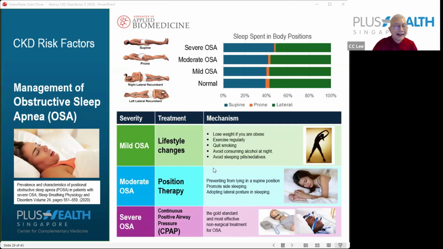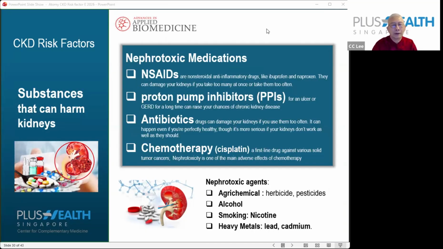Okay, what are other risk factors that can affect CKD patients, right? Medication is one of the factors that we often are not aware of or ignore, but it's very important, especially some of the medication listed here. NSAIDs, which are non-steroidal anti-inflammatory drugs like ibuprofen, can damage your kidney, and therefore you should not take them unless necessary. These are anti-inflammatory pain relievers.